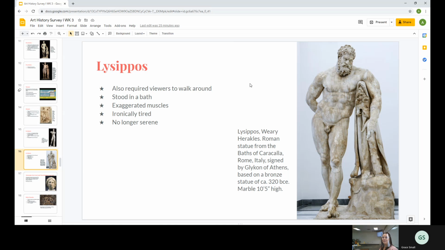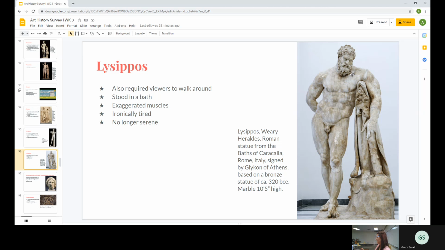So very different. Also, once again, another one that you're supposed to look all the way around. This is intentional. He is leaning on his belongings because he's so tired he can't even stand anymore. He is extraordinarily muscular. That's on purpose.